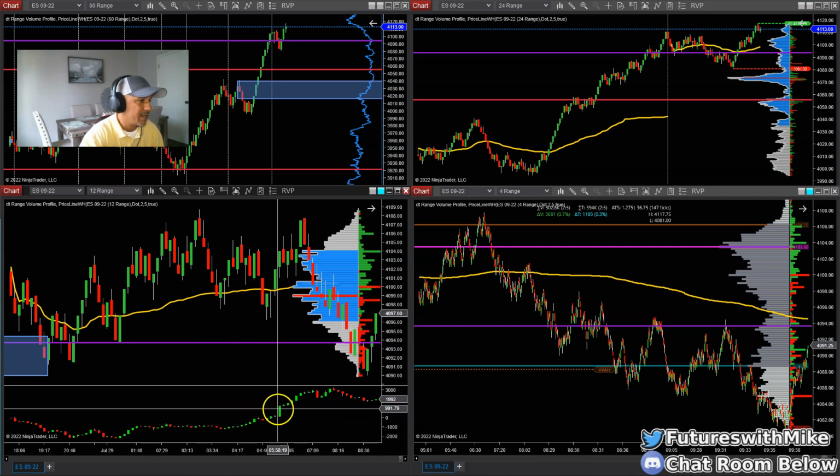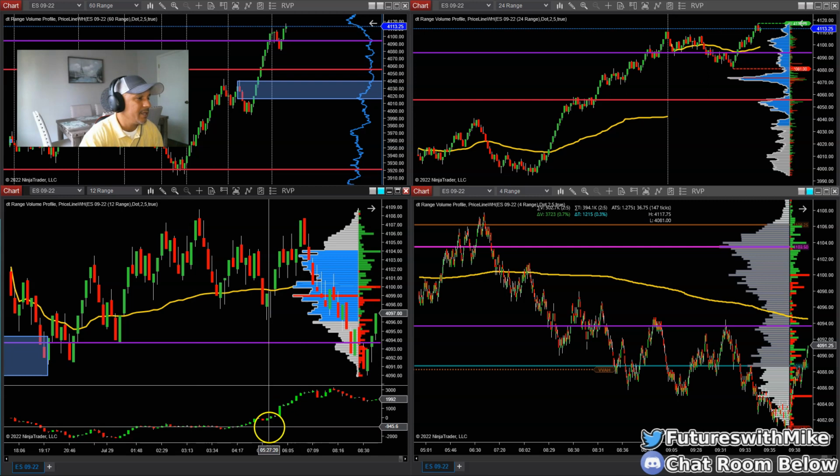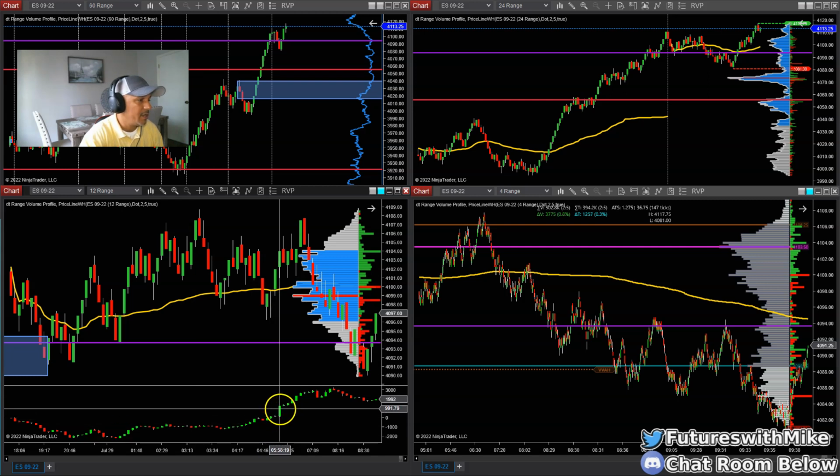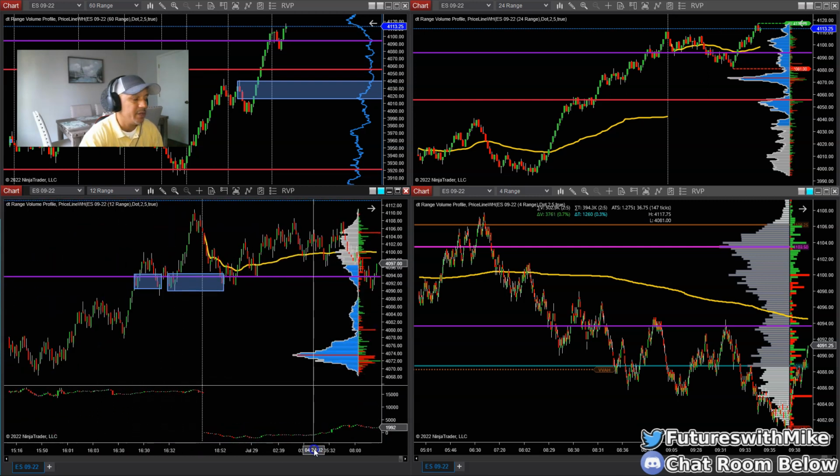So, you see right here a lot of green, which means a lot of buying, or a lot of buy orders placed into the market. And then you can use that in conjunction with whatever strategy you have. Like, I'm a supply and demand style trader.